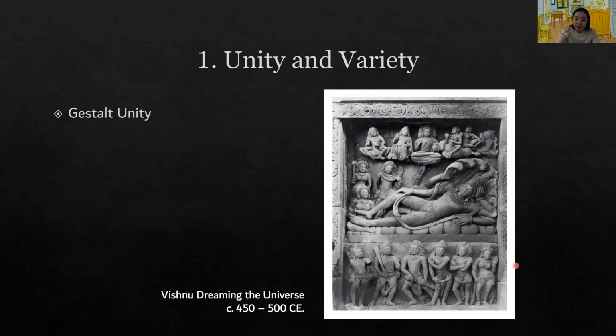By examining the ancient Hindu relief Vishnu Dreaming the Universe, in this stone carving, the abundance of human figures surrounds a much larger reclining figure, and this is the god Vishnu dreaming. Basically, this work is made with similar figures, right? The repetition of the figures, they look similar. So that's the Gestalt unity.